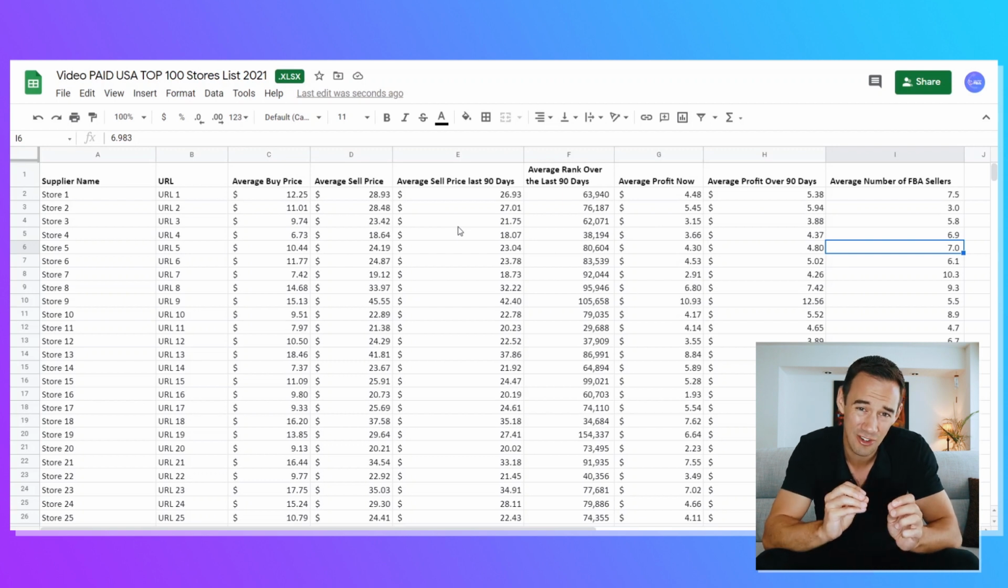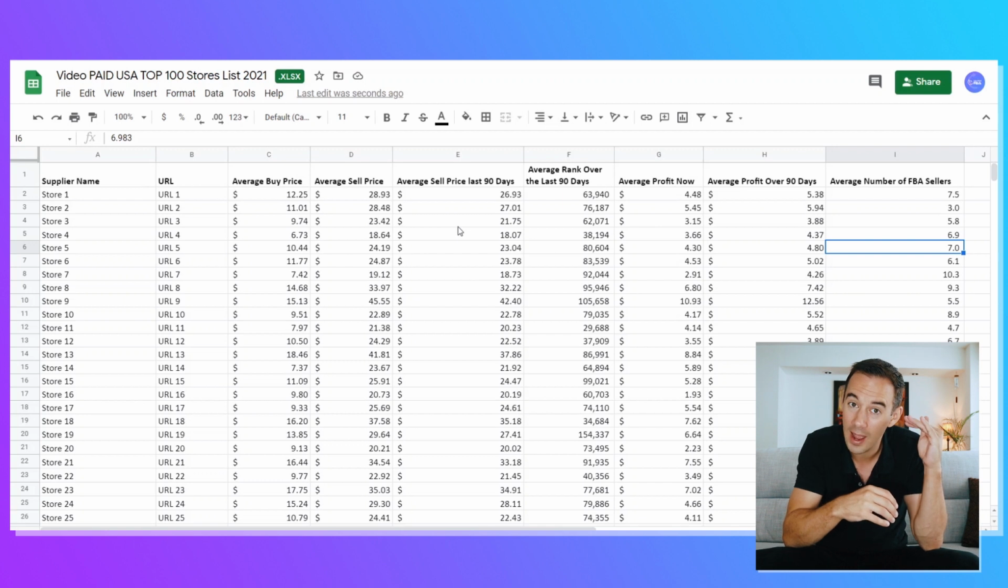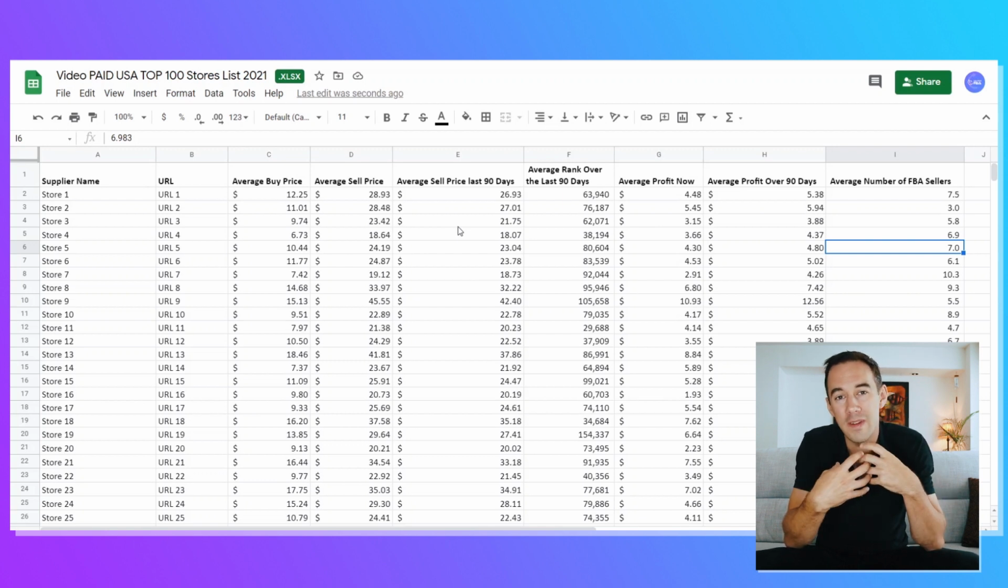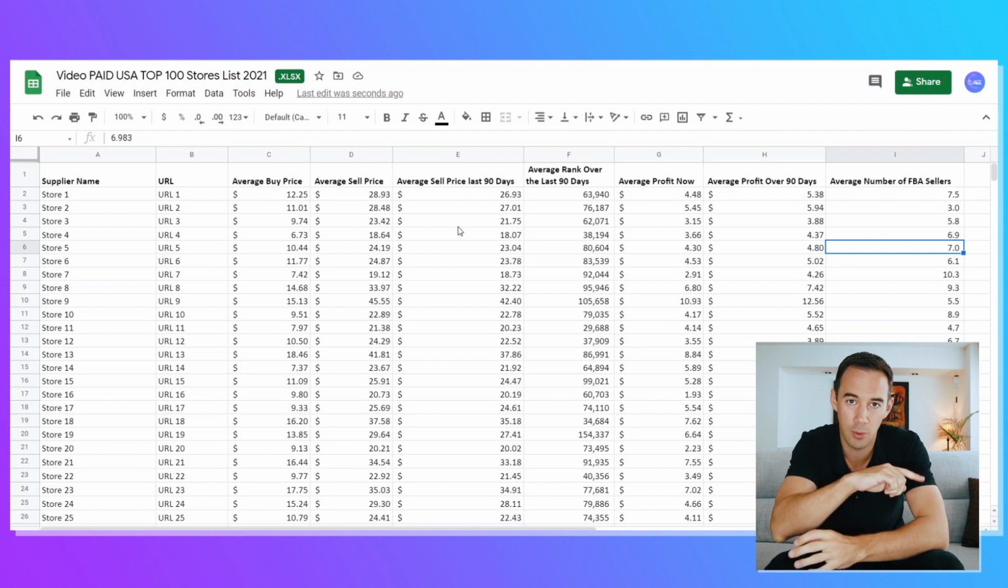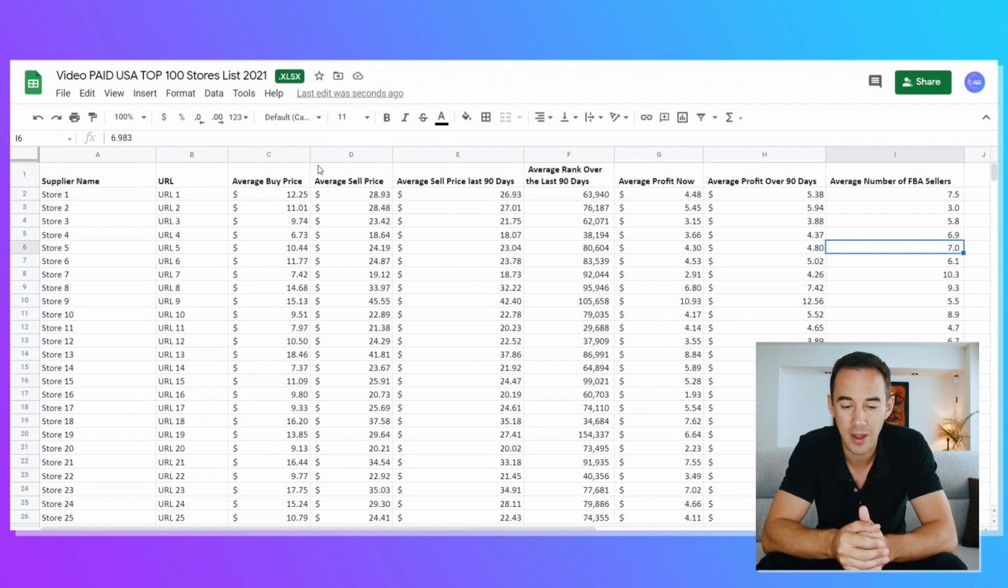Now, quite simply, in addition to that, what we've also done is we've amalgamated the store list, i.e. the top list, with a lot of information about statistics behind the types of deals you're going to find there. Now, what can you see? Quite simply, we've done the average buy price for the products you're buying. You can also see the average sale price. You can see the average sale price over the last 90 days. So we take that for all the deals we've got. We've also done the average rank.